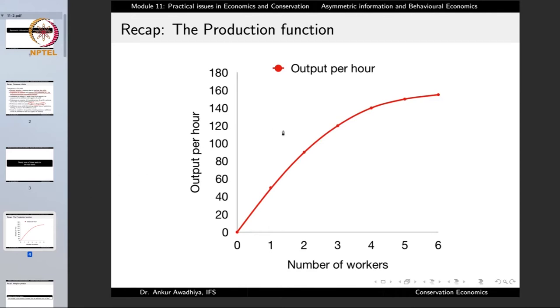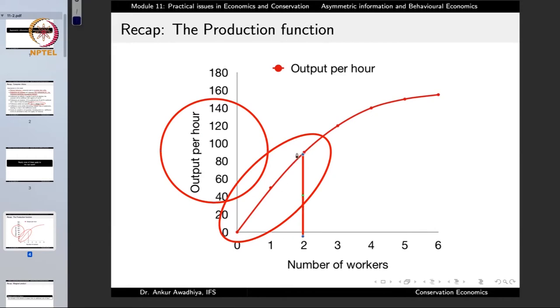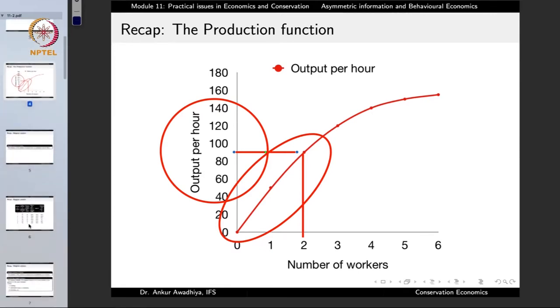But then if we concentrate on this section, is this always true? If you have one or two laborers, can you be assured of this output per hour? Or is there something else that you need to be concerned about? So let us say that in this firm, two laborers were hired. So will these two laborers give this output at all times? Or is there something else that we need to look at?